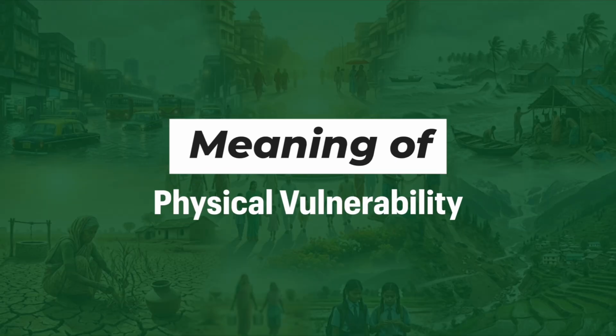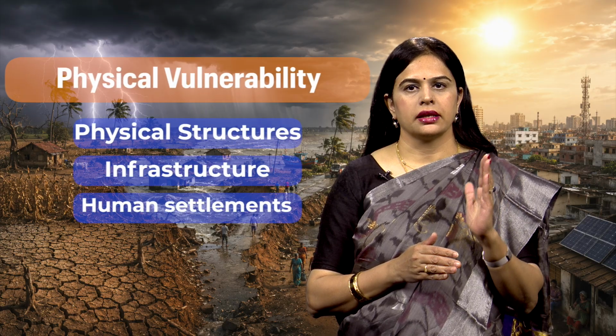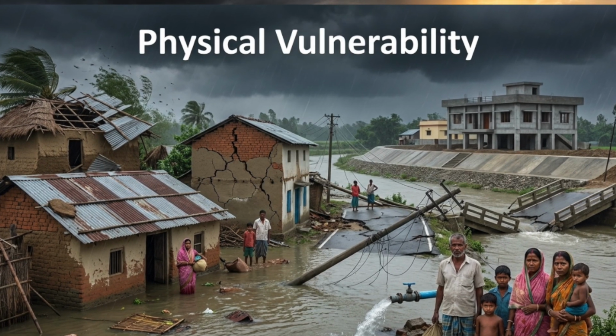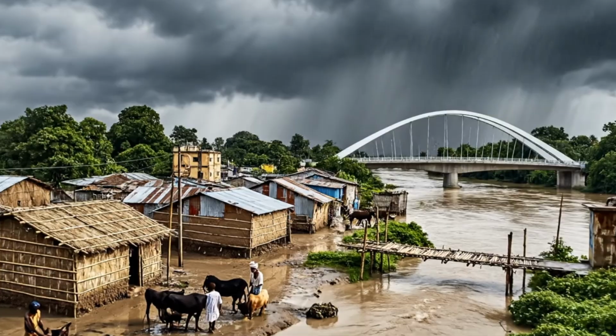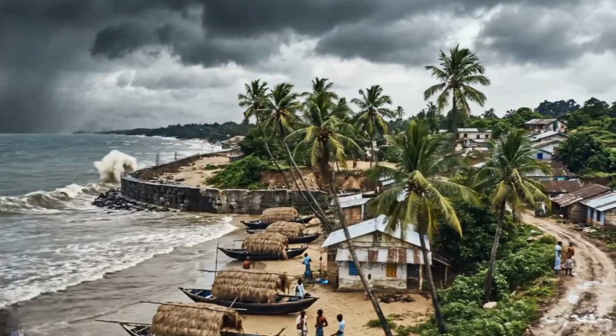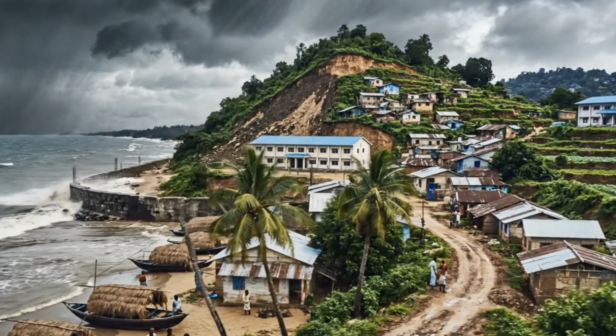So let me start with explaining to you the physical vulnerability. What is the meaning of physical vulnerability? Physical vulnerability is the ability of physical structures, infrastructure, and human settlements to be damaged or destroyed in case they are subjected to hazards. It is mainly interested in the location in which the people reside, the way buildings and infrastructure are built, and the nature of the environment of a place.